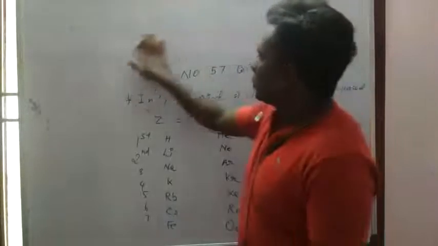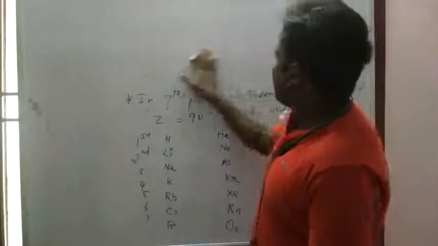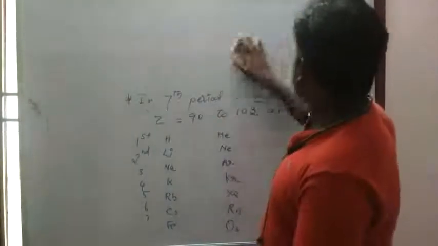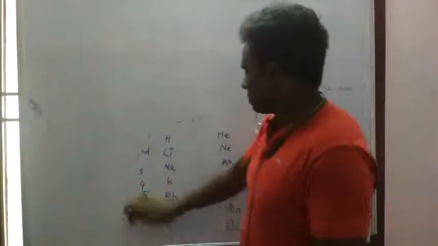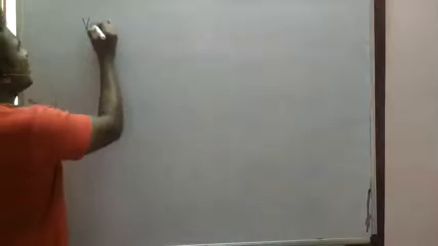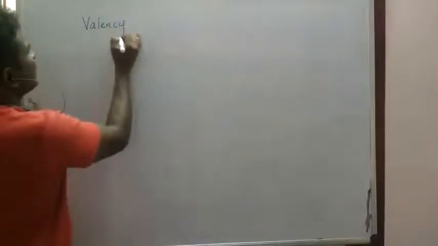I think you have an idea about valency. What is meant by valency? Valency is nothing but the combining capacity of an element. That is called valency.